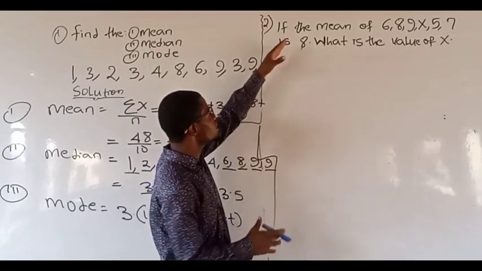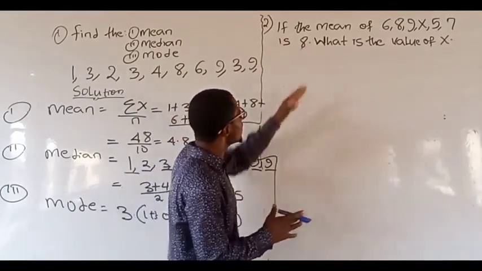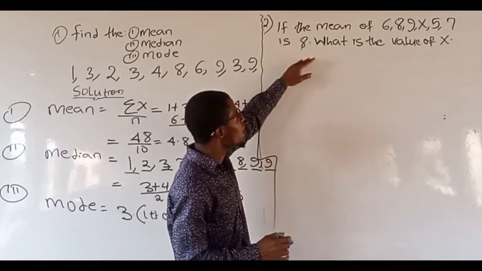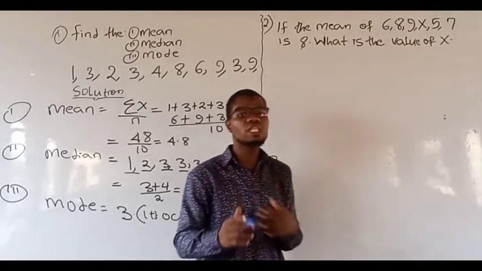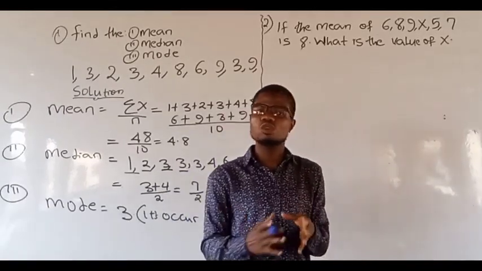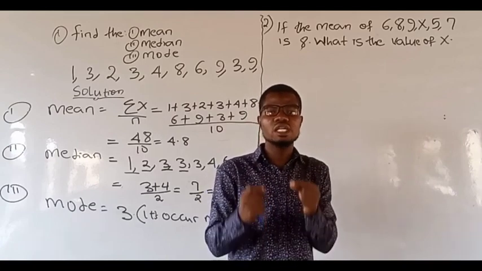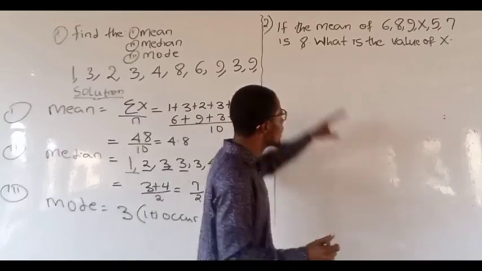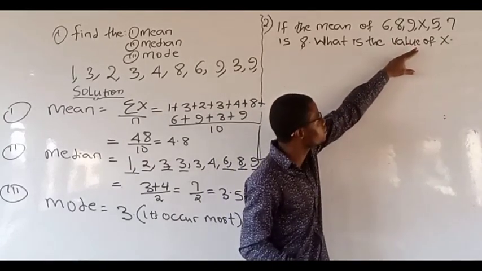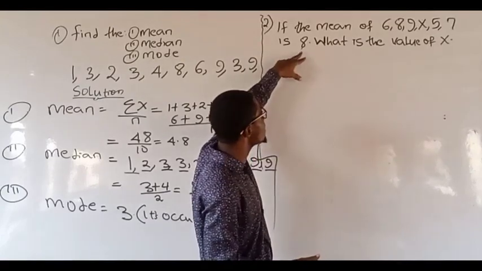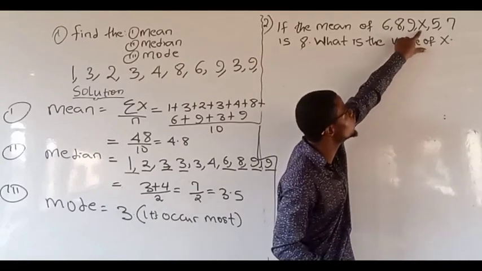Now in the second question, something occurs in this question. If you look at this question closely, we are asked to find the value of x. So not every time do we ask you to always find the mean. There are some questions whereby you'll be given the mean and you'll be asked to find the variables in the question. Like this question now says, if the mean of 6, 8, 9, x, 5, 7 is 8, what is the value of x? That is our mandate in this question now, to find the value of x.